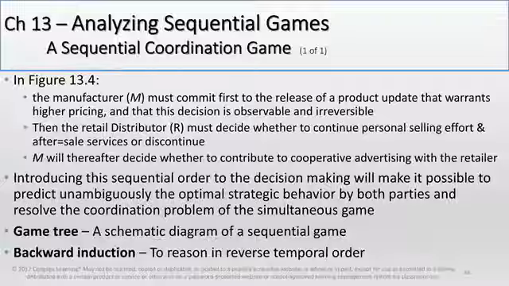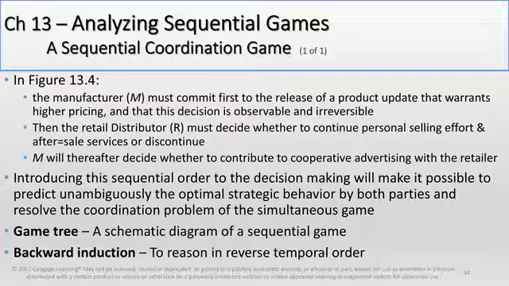Manufacturer moves first: update or not update the product. The retailer-distributor moves second: continue or discontinue full retail effort. The manufacturer moves again: advertise or not advertise. Payoffs are listed in the form of retailer and manufacturer. Backward induction, step by step.